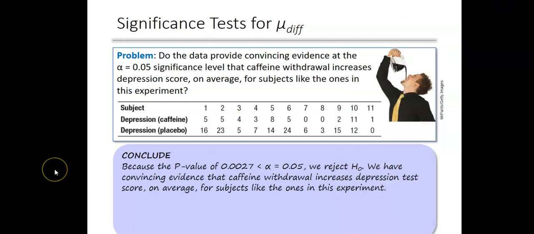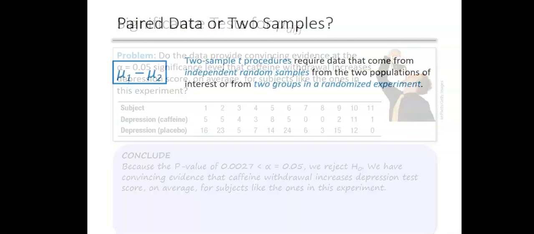So because the p-value, 0.0027, is less than the alpha of 5%, we reject the null. We have convincing evidence that caffeine withdrawal increases depression test score on average for subjects like the ones in this experiment. So, wow, 2 days without caffeine, you might get depressed. Like, wow, you're caffeine dependent, evidently.